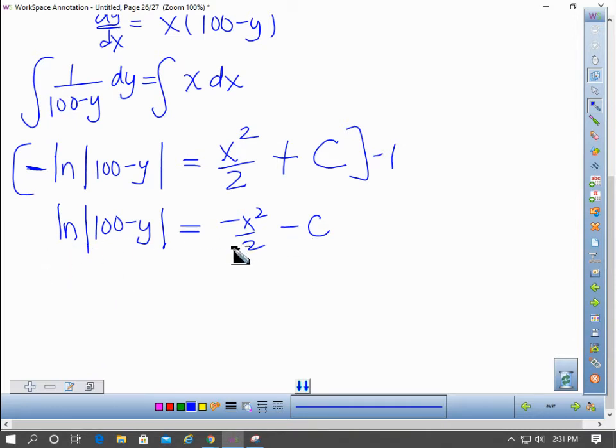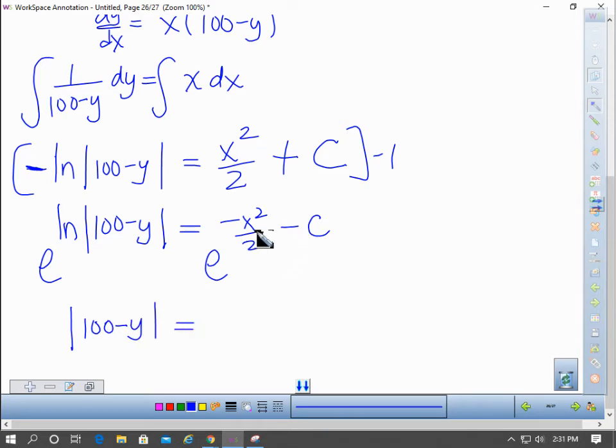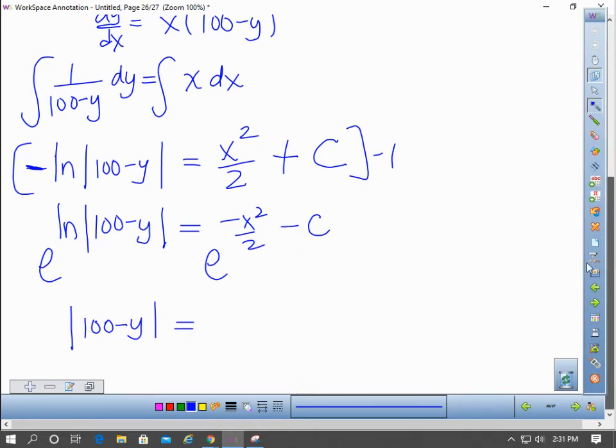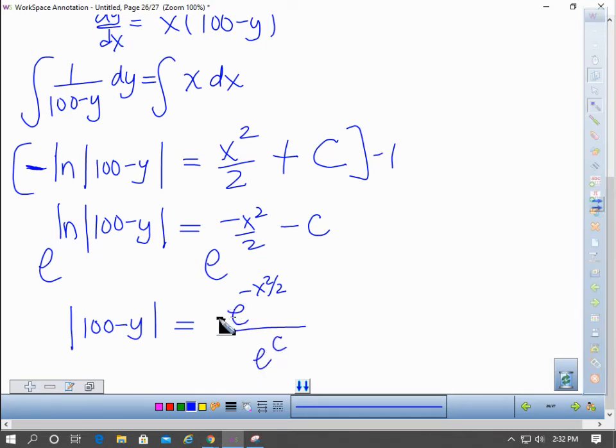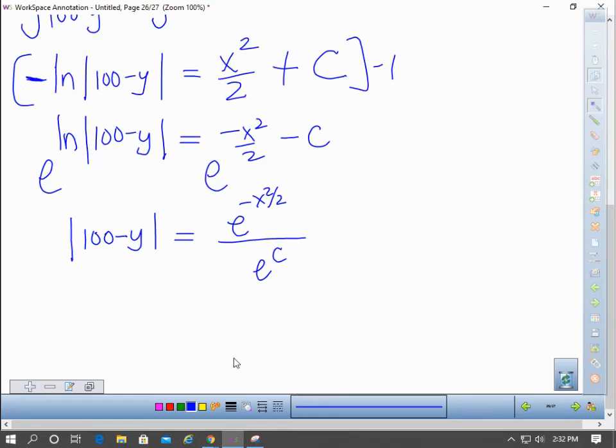And so then I would do the process again of doing the e. I would make these guys the exponent on e. So again, those cancel. That's going to leave me with the absolute value of 100 minus y. Over here, we have a subtraction. Now, when you have a subtraction, remember, you've got division. So this is going to be e to the negative x squared over 2 divided by e to the c. Now, this 1 over e to the c, that can still become your big C. So this right here can still become a big C, e to the negative x squared over 2. Then I can take these bars off. And I'm solving for y.